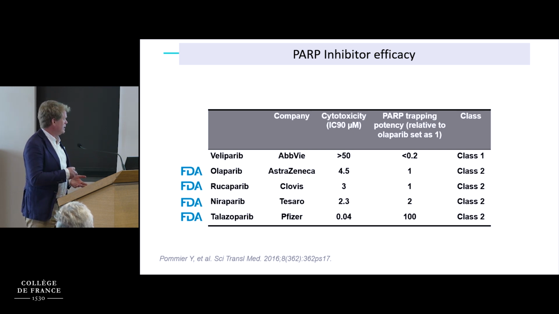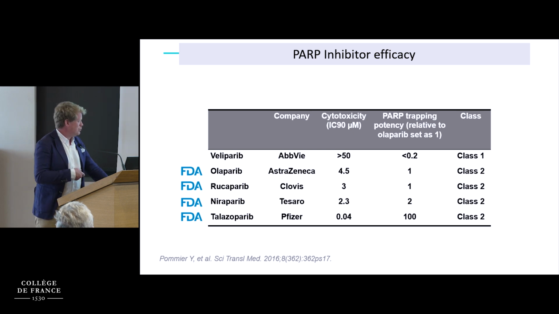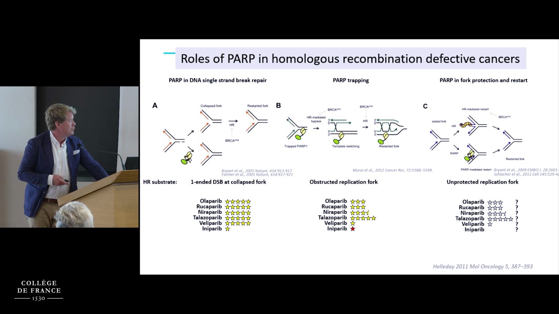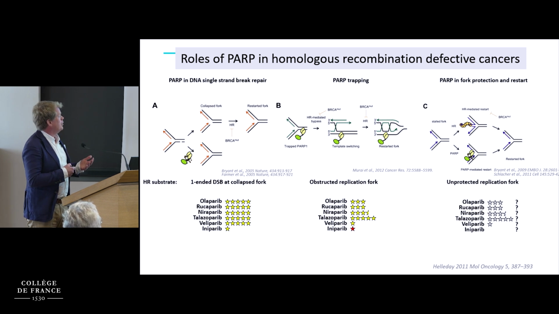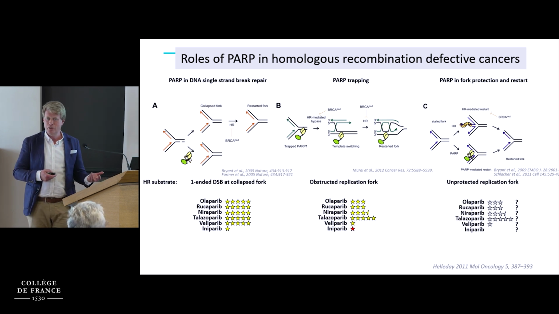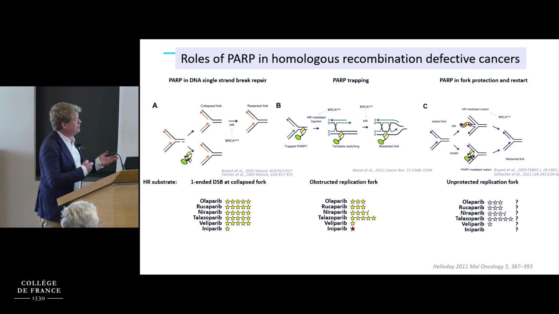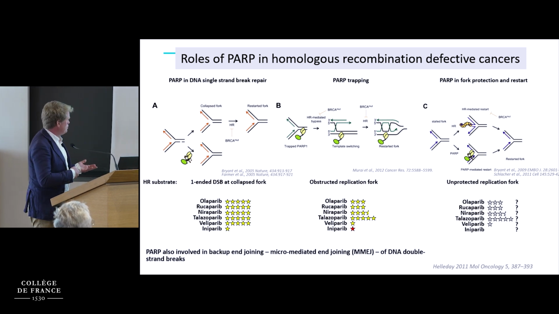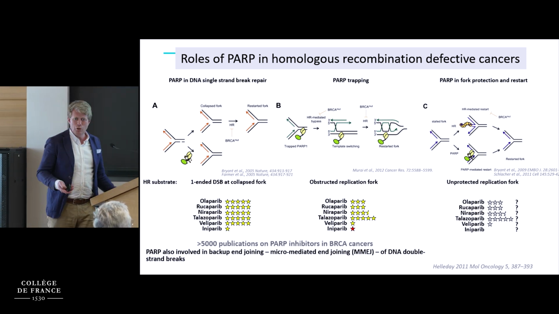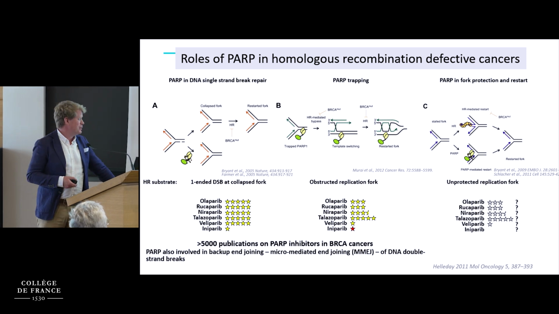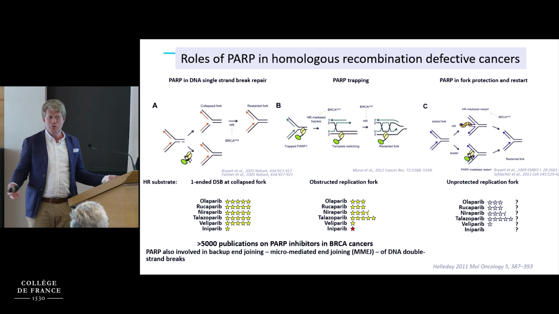And this was much later. Junko's paper was in 2012 in Cancer Research, and I should probably refer to that paper. And so there are many things going on. We have PARP involved in single-strand break repair, which was originally described. We have PARP trapping, and PARP is also involved in fork protection and restart. There are different effects with inhibitors on these, but PARP is also involved in backup end joining, microhomology-mediated end joining, and a whole lot of other things. And there are now more than 5,000 papers describing PARP and BRCA synthetic lethality.